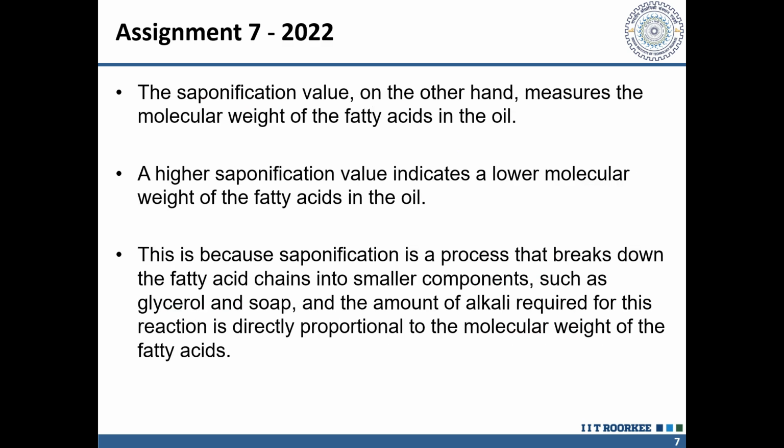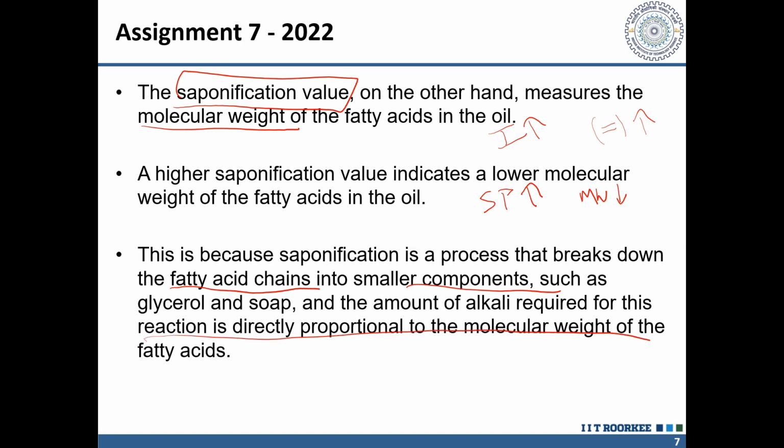But on the other hand, saponification value gives us an idea about the molecular weight of the fatty acids in oil, and it's totally different from iodine value. If the saponification value is higher, then the molecular weight is lower. So it's opposite to iodine value, where a higher value means more double bonds. This is because in the saponification process, the fatty acid chains are broken into smaller components such as glycerol and soaps, and the amount of alkali for this reaction is directly proportional to the molecular weight of the fatty acids.